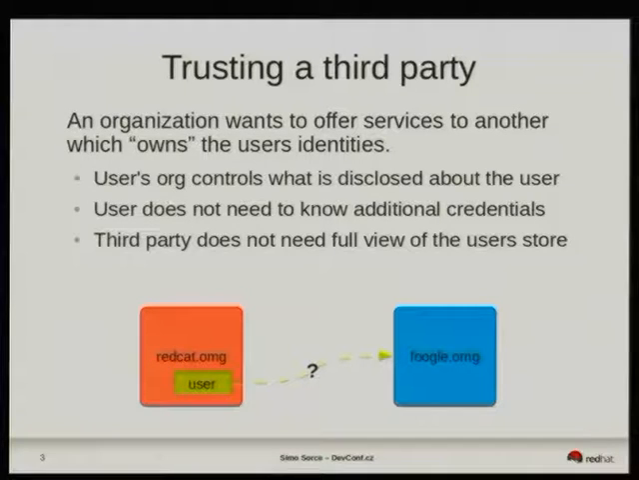You don't want the user to have to create new user accounts every time a new service is offered by a third party, because that's really annoying. The user gets confused. He doesn't know what credentials to use. You might not want the third party to have full view on your identities. Maybe you just have a small group in your company or your organization that accesses these services. Why does that organization need to know everything about your users? So you need to trust this third party, but you just don't want to let this third party do everything or see everything. So how do you do that?